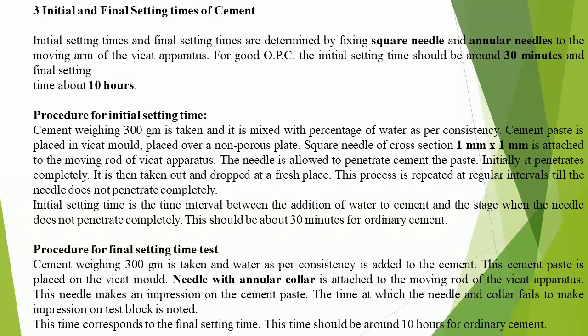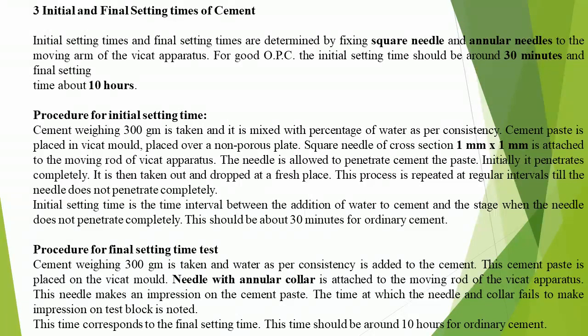This should be about 30 minutes for ordinary cement. Procedure for final setting time test. Cement weighing 300 gm is taken and water as per consistency is added to the cement. This cement paste is placed on the VICAT mold.